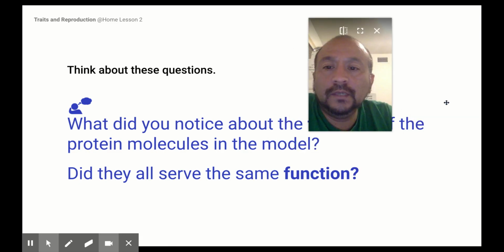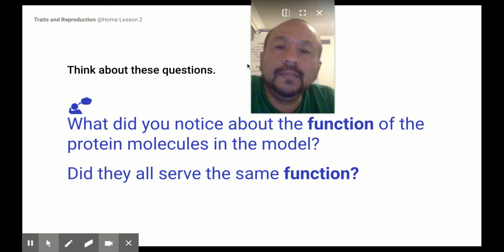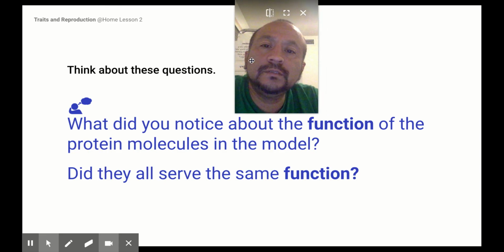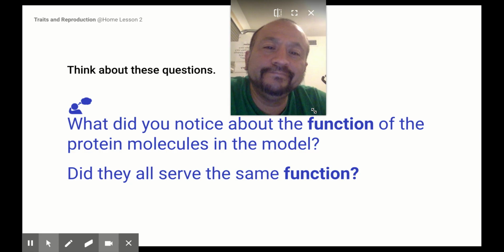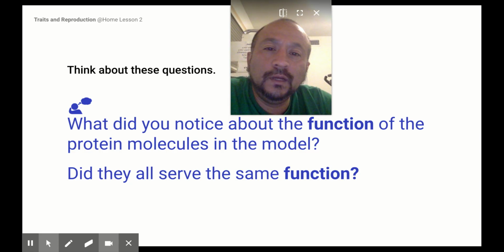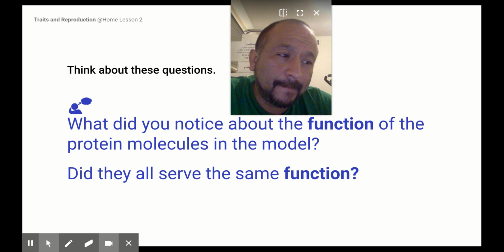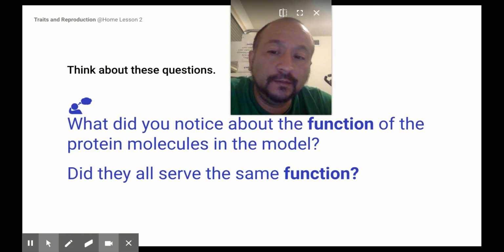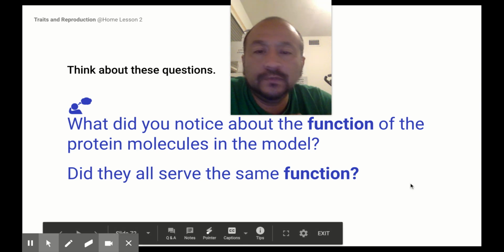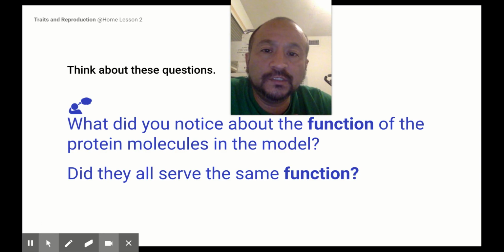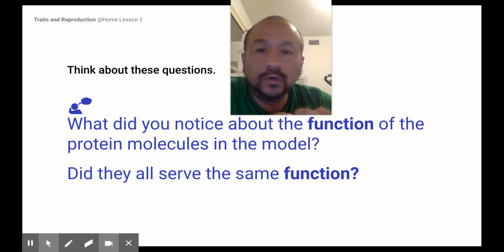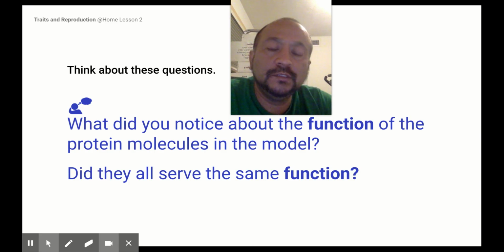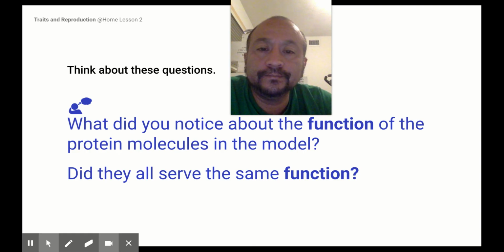Okay, so what did you notice about the function of the protein molecules in the model? Please don't say that they just broke off. Hopefully you learned about flexibility and how flexible one protein molecule is over another. And do they all serve the same function? So what would a spider use a more flexible silk for, or a more rigid, stronger silk? Why would a spider use a stronger silk?